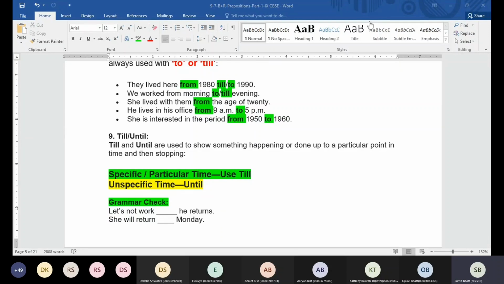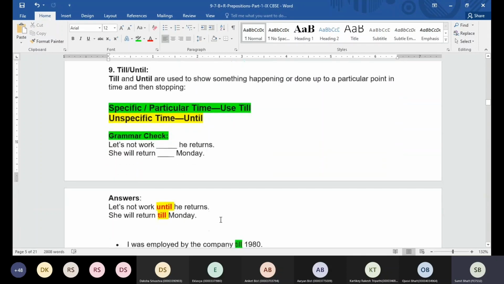Till he returns or until he returns? Until he returns. Very good. Until he returns is correct because we don't know when the person is going to return. But if I say she will return dash Monday, what should be there now? Till. Monday is a certain, particular day. So that's how we're going to use till or until.